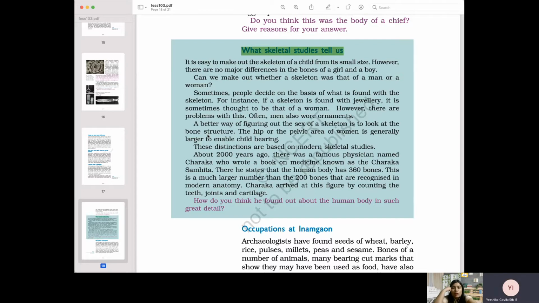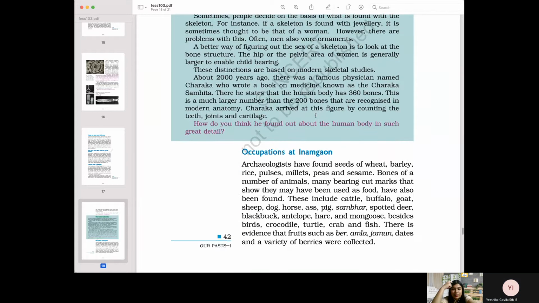Is it clear? Yeah, but then why did he say 200? He should say 206. Even that is what I was thinking. If I'm not wrong, there are 206 bones only, right? When a baby is born, there are something like 300 bones. Then when we get older, it's 206.